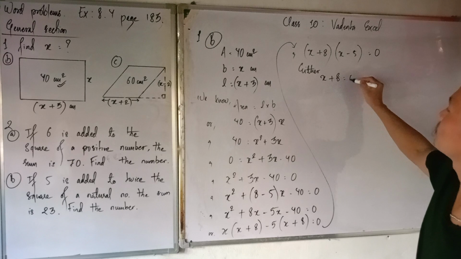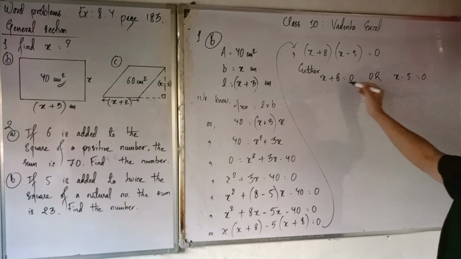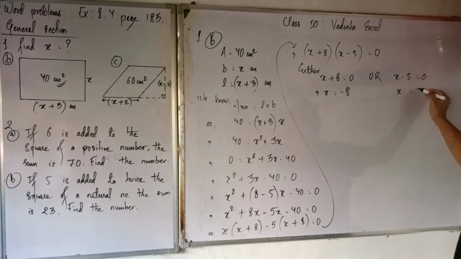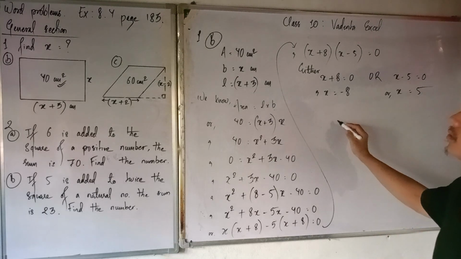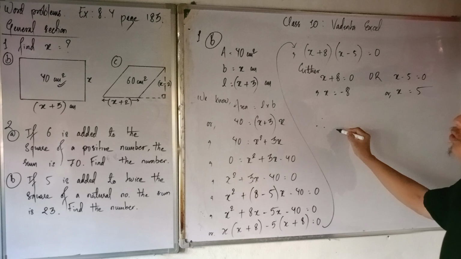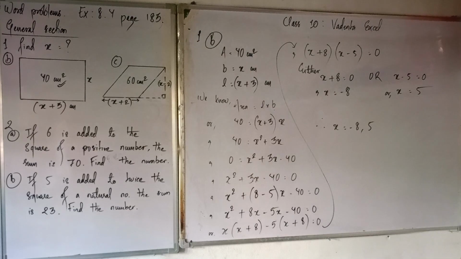Now you do either x plus 8 equals 0, or x minus 5 equals 0. From x plus 8 equals 0, you get x equals minus 8. Here x equals 5. Now there are two values for x. You have only been told to find the value of x, so you just write minus 8 and 5. Very easy, this one.